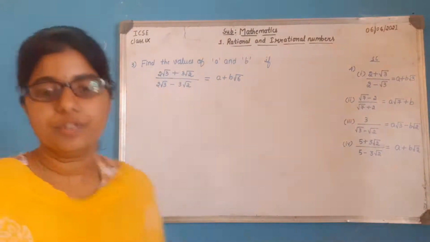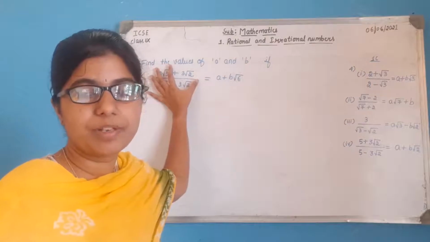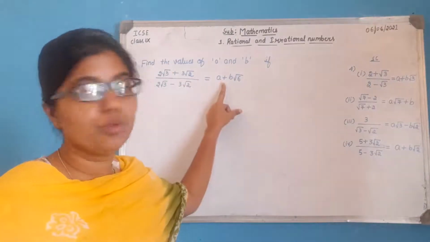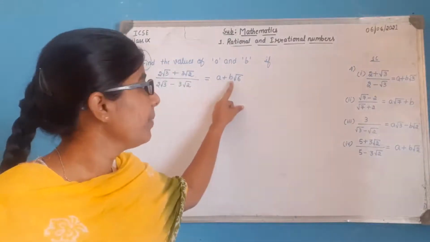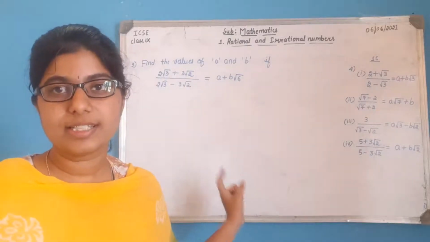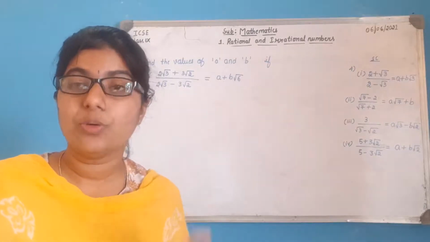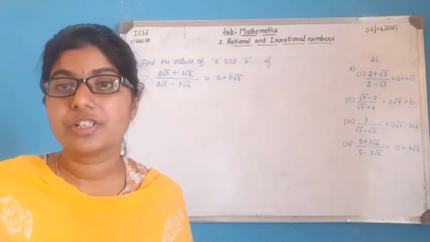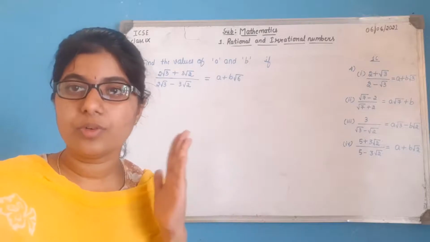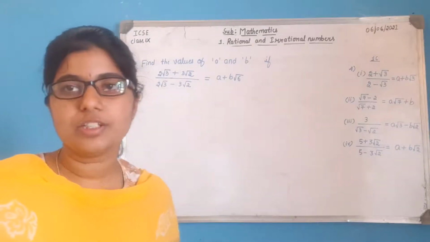Means after simplifying the values, once you simplify this expression, you should convert that into the form of A plus B root 6. You have to convert that final answer so that it comes in the form A plus B root 6. Here also we have to use the concept of rationalizing the denominator. Here also we will solve the problems using the concept of rationalizing the denominator.